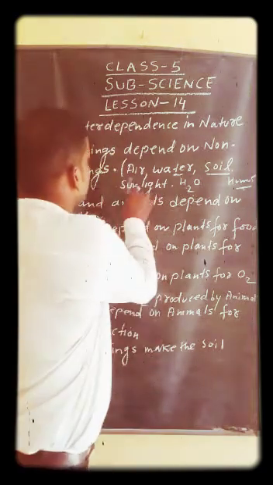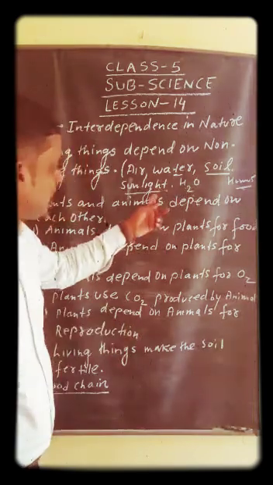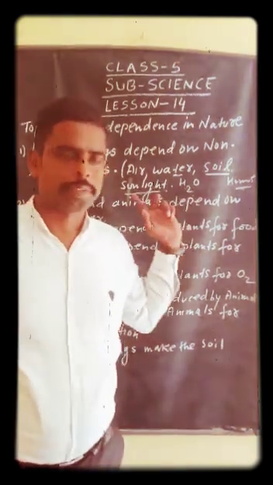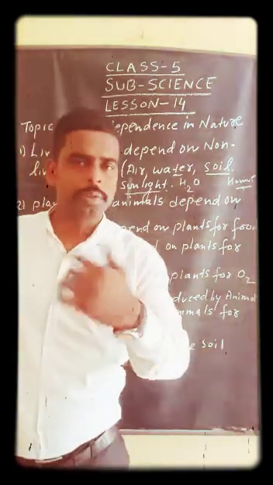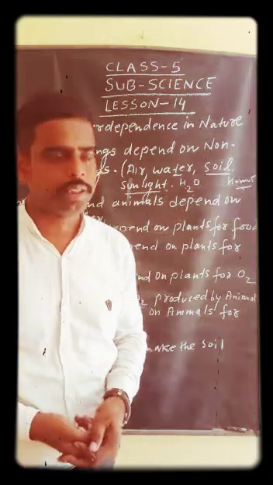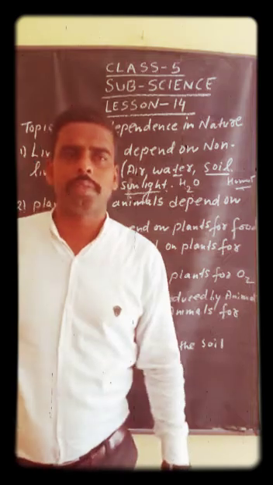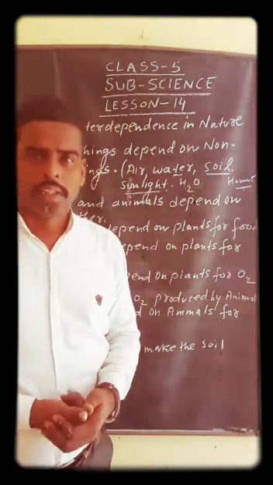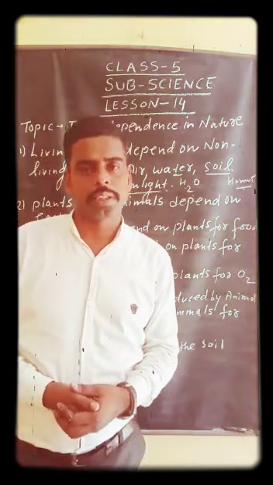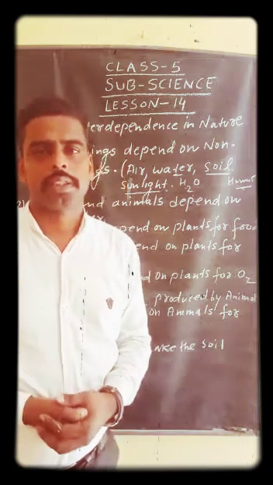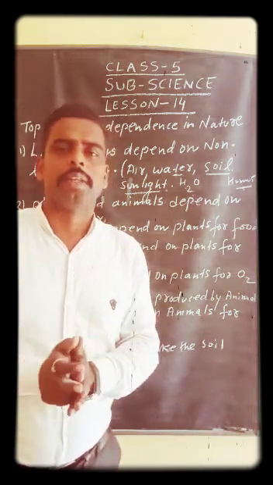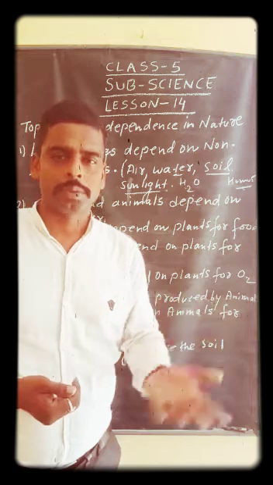The fourth one is sunlight. You know sunlight is the ultimate source of energy. It is a renewable source of energy. The resources which can be used again and again are known as renewable sources of energy. Without sunlight, plants cannot make their own food, because with the help of sunlight, plants carry out photosynthesis. Without photosynthesis, plants cannot store energy or food.